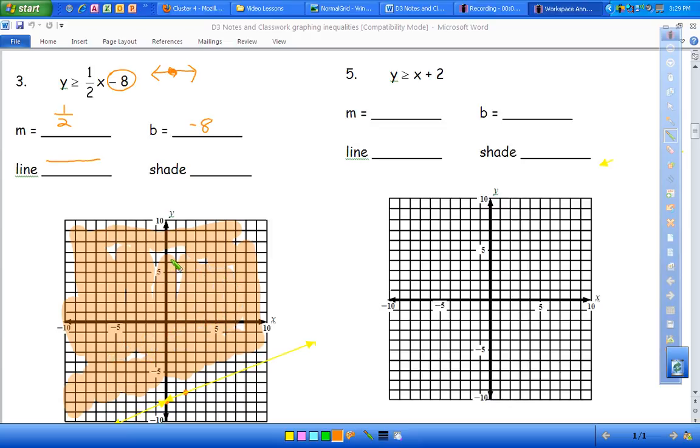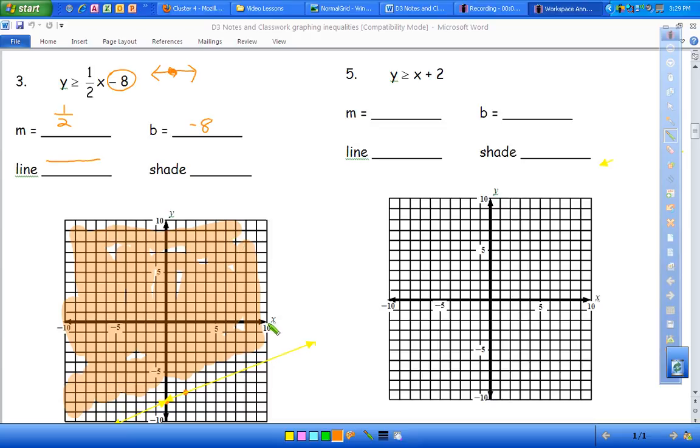And one last time, just to make a point, if you don't believe me that greater than implies everything above the line, you can always prove it mathematically. So if we were to jump way out here to 10 on the x-axis, if I put 10 in place of x, it would be 1/2 times 10. Well, 1/2 times 10 is 5. 10 divided by 2 is 5. 5 minus 8 is negative 3. So y must be greater than or equal to negative 3.